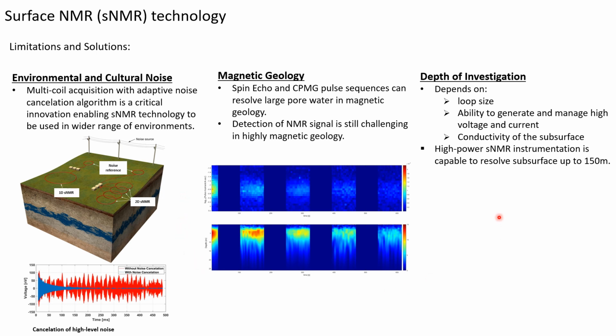And the depth of investigation of surface NMR depends on the loop size. The larger the loop size you use, the deeper the groundwater you can detect. And it also depends on the ability to generate and manage high voltage and current, and of course on the conductivity of the subsurface. So I would say with ideal experimental conditions, this technology can be sensitive up to 100 meters in depth.